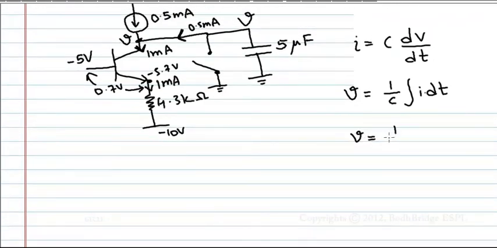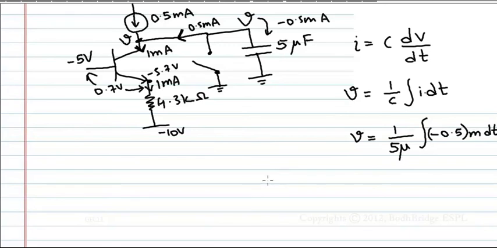Now V equal to 1 by 5 mu integral, what is the current moving through the capacitor? Through the capacitor it is minus 0.5 milli, because outside the capacitor it is going 0.5. Therefore inside the capacitor it is minus 0.5. Right? Minus 0.5 milli into dt. What is the integration of this? V is equal to 1 by 5 mu into minus 0.5 milli into t.